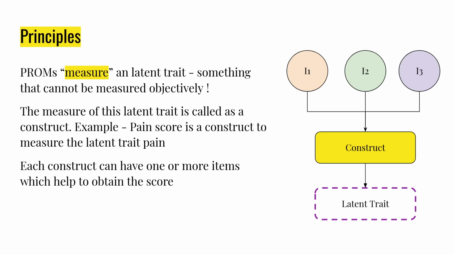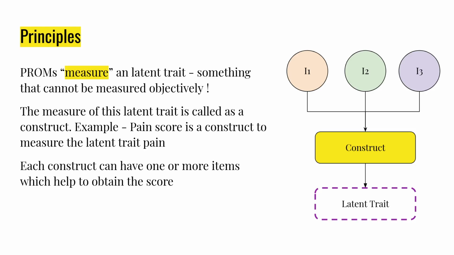Before we go further, let us take a step back and understand what exactly patient reported outcome measures are. Patient reported outcome measures measure a latent trait. What is a latent trait? It is something that cannot be objectively measured like a pulse rate or blood pressure. And because this is a latent trait, we need something to quantify it, and this something which is used to quantify it is called a construct.